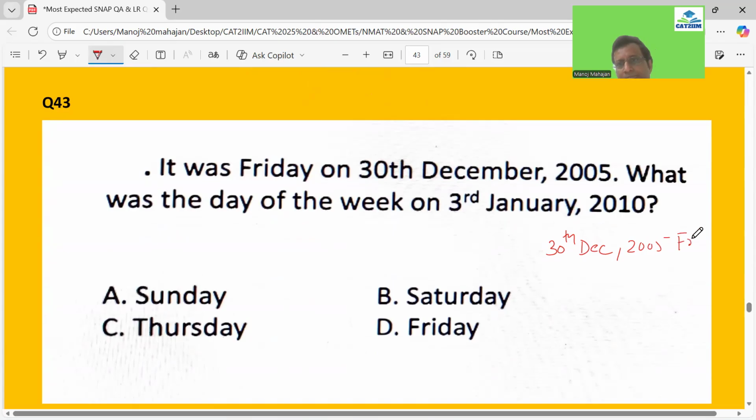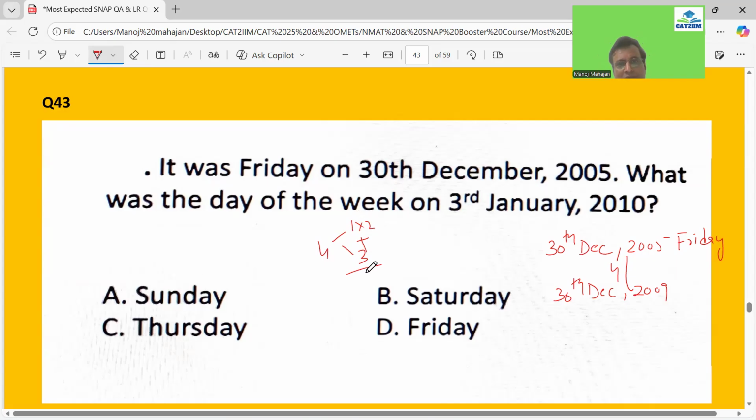2005 Friday. Again, you have to count the number of years from 30 December directly to 30 December 2009. We should go, right? So how many years do we have? 4. How many leap years in between? We have only 1. So 4 years, 1 leap year, 3 non-leap years.